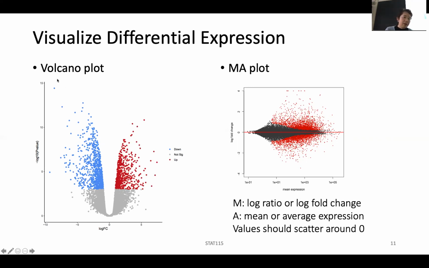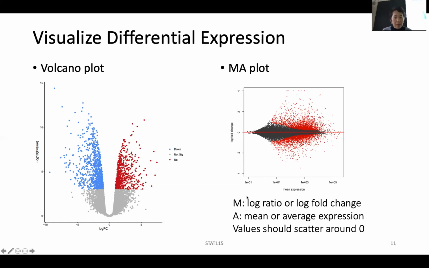Obviously, the most significant genes are going to be this blue dot in the upper left corner, versus the upregulated genes, which will be the genes in the upper right corner. Okay, that's one way of looking at this. Probably a more informative level of differential expression is by looking at something called the MA plot.